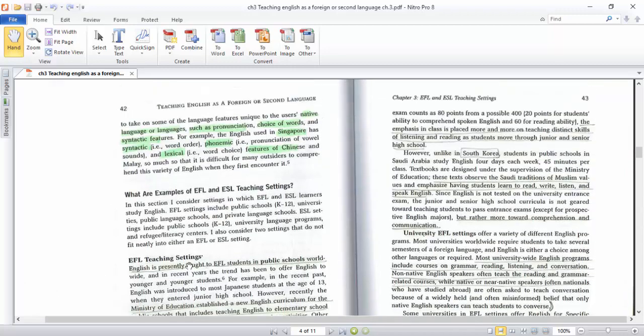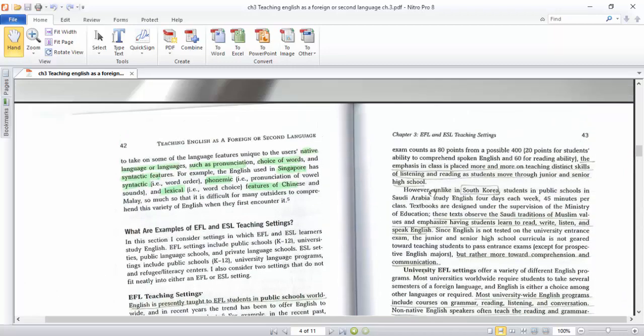If you go to the other page, on page 43, you will find what the teacher does. The emphasis in class is placed more and more on teaching the skills of listening and reading as students move through junior to senior high school.